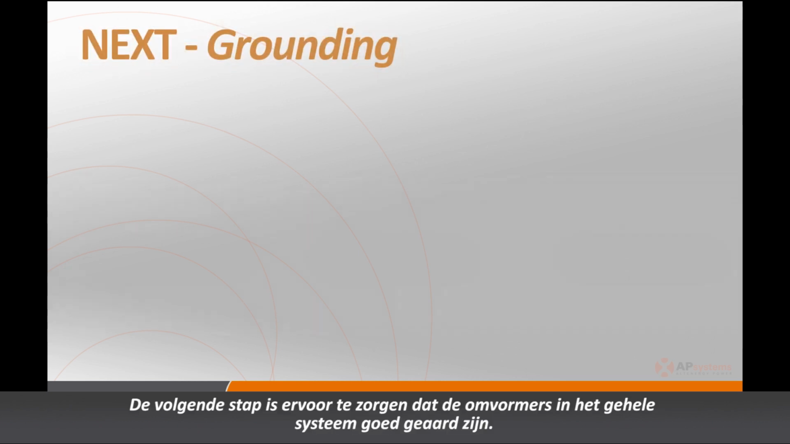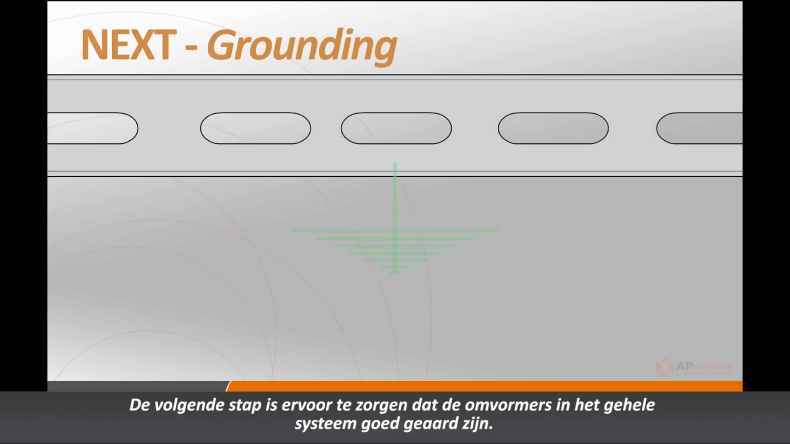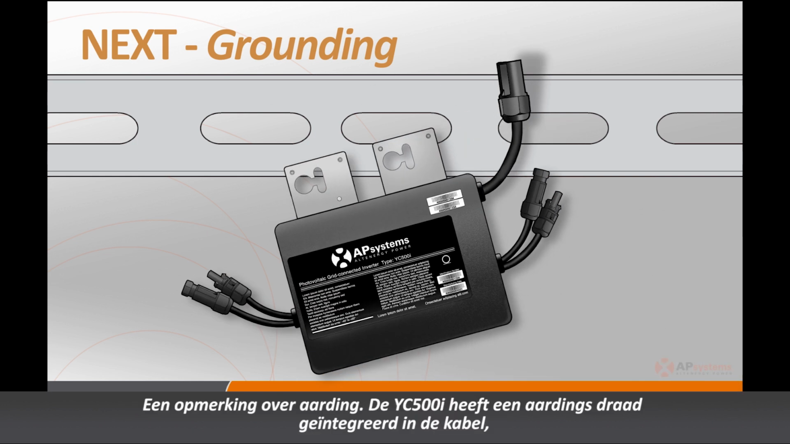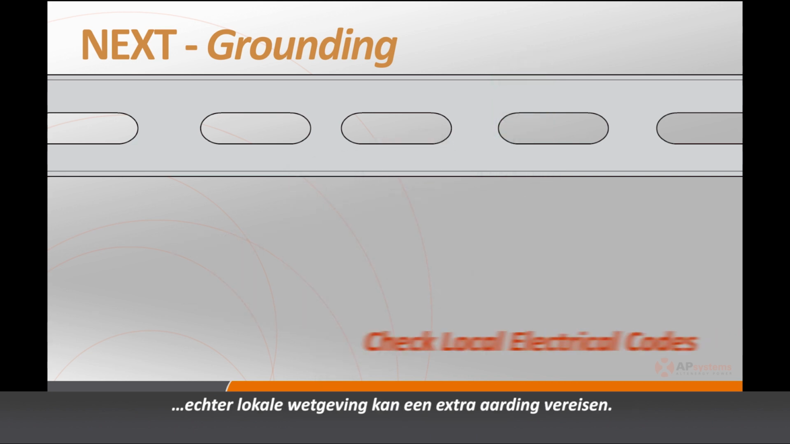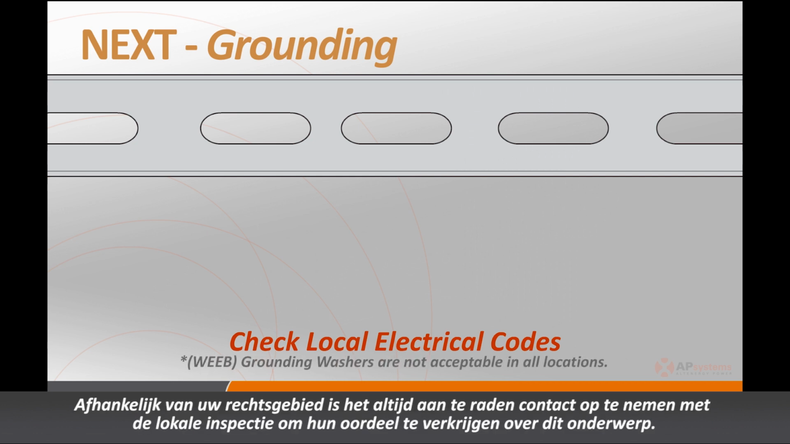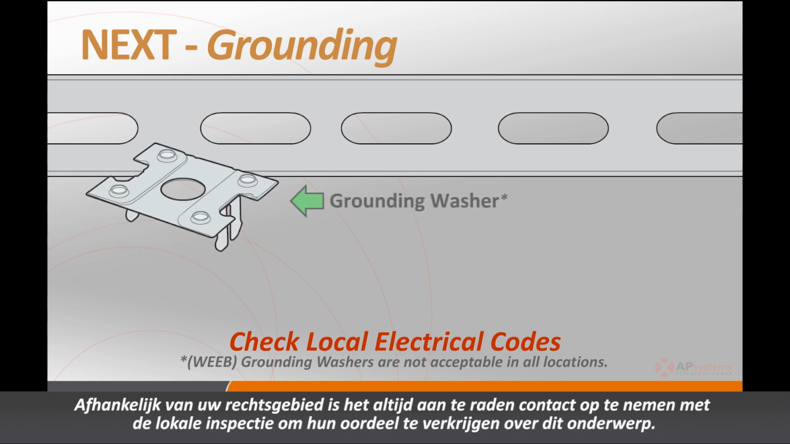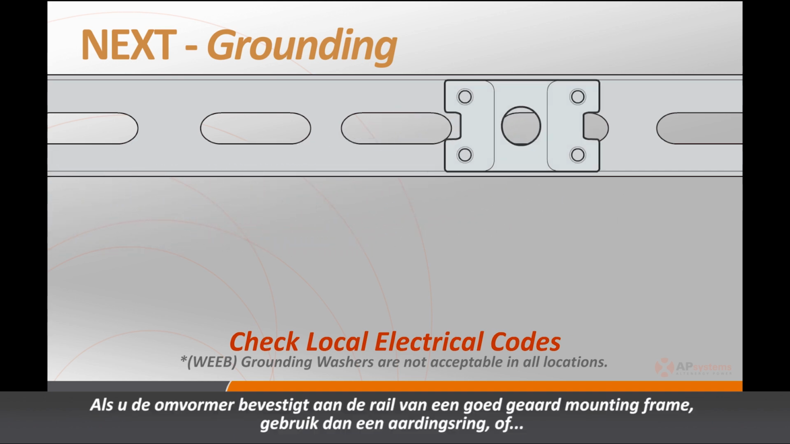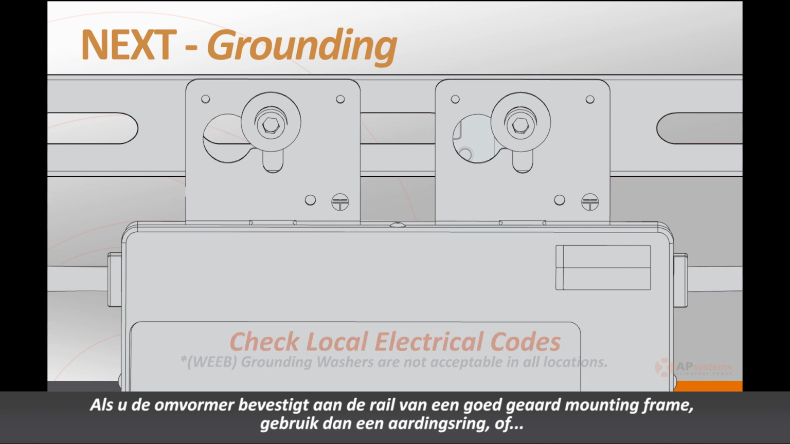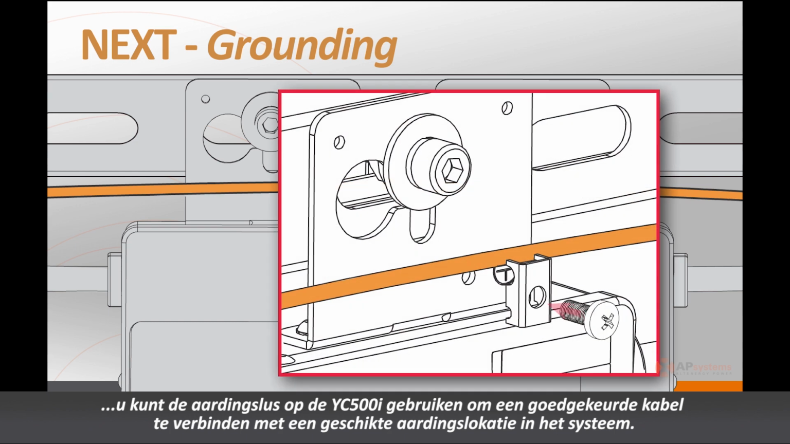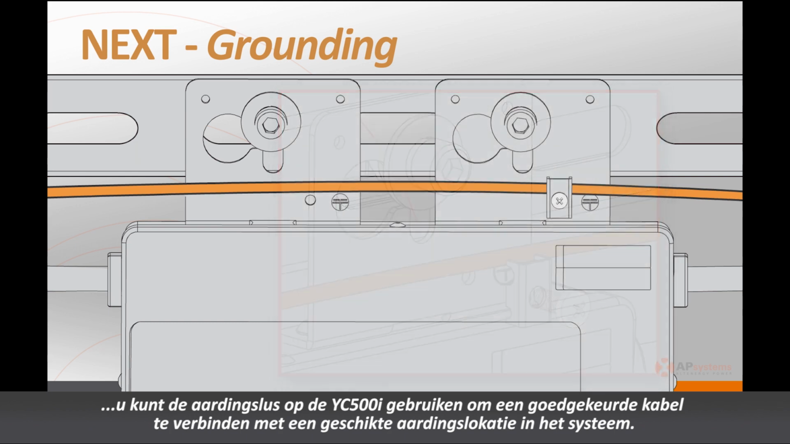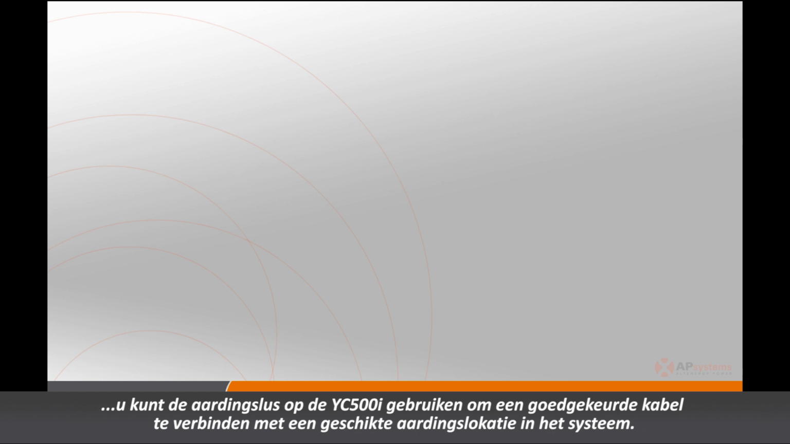The next step is making sure that the inverters are properly grounded throughout the system. A note about grounding. The YC500i has a ground wire integrated into the cable. However, code may require an external ground. Depending on your jurisdiction, and it's always best to check with your local inspector to get their ruling on the subject, you can either use a grounding washer when attaching the inverter to the rail of a well-grounded racking system, or you can use the grounding lug on the YC500i to string code-approved wire to an appropriate system grounding location.